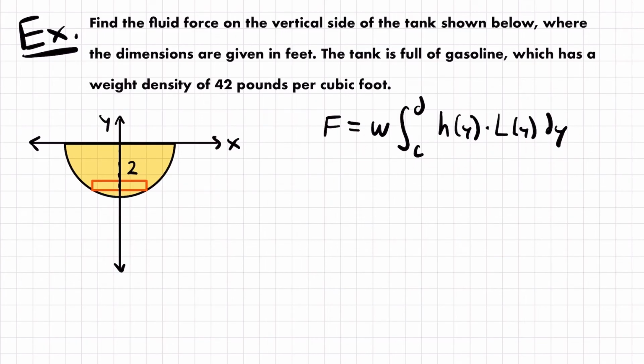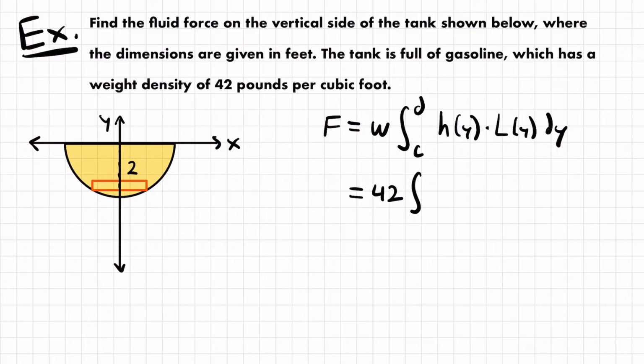Okay, and so now that we have our coordinate system drawn, let's start setting up our definite integral. First, we want to figure out what our weight density will be, and in this case, our fluid is not water. We're told that it's gasoline, and we're also given its weight density, which is 42 pounds per cubic foot. So we will have that the fluid force is equal to 42 pounds per cubic foot times the integral from C to D. Now our bounds of integration are going to represent the range of y values for the depth of our surface, or in this case, our side of the tank.